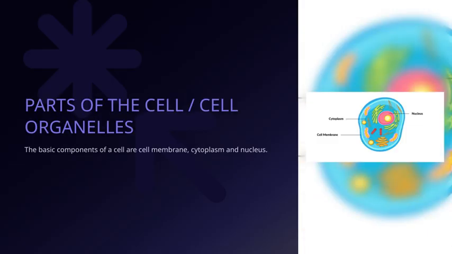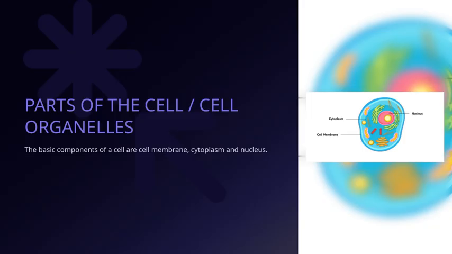Let's take a closer look at the parts of the cell, also known as cell organelles. The basic components of a cell include the cell membrane, the cytoplasm, and the nucleus. The cell membrane acts as a protective barrier, controlling what enters and exits the cell. It's like the cell's gatekeeper, ensuring the right substances get in and out.